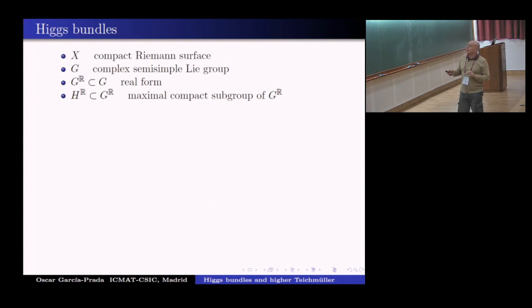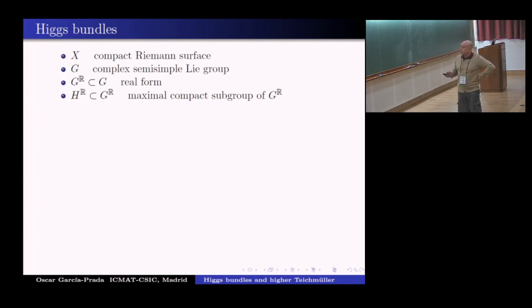By a real form, I mean a subgroup of G, G regarded as a real group, so that GR is defined as the fixed points of a conjugation, an anti-holomorphic involution on G. So for example, if you have SL(n,C), then SL(n,R), SU(n), SU(p,q) are all real forms of SL(n,C).